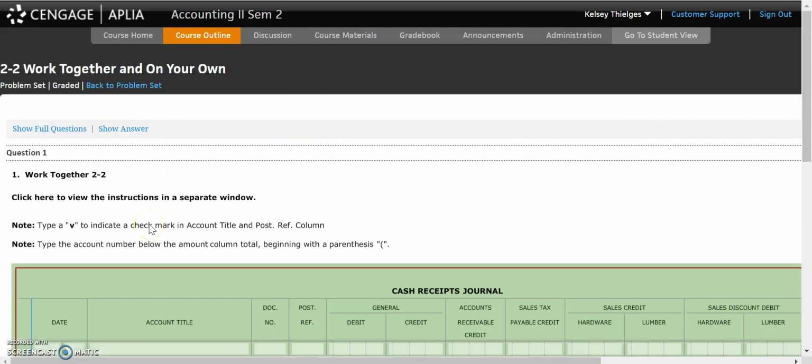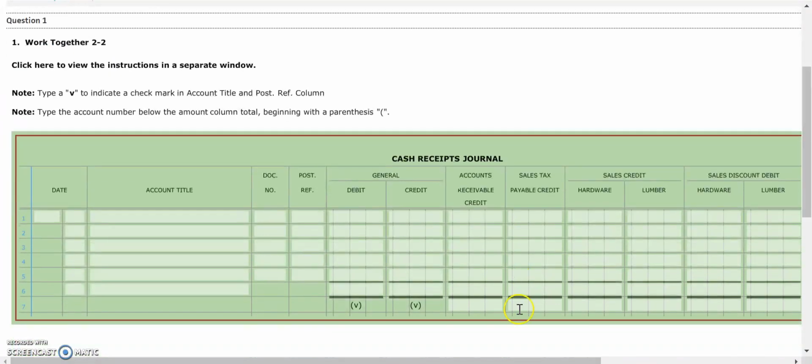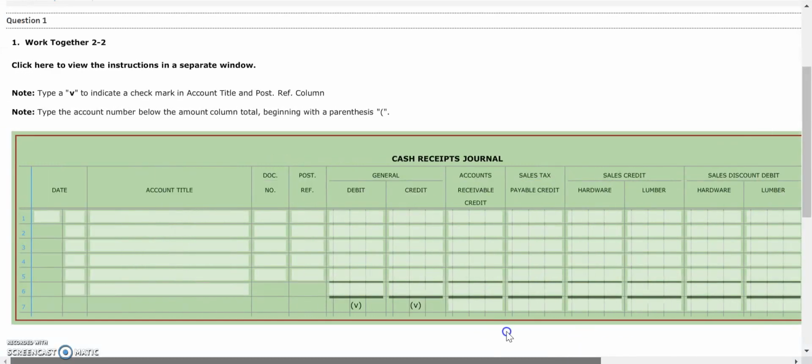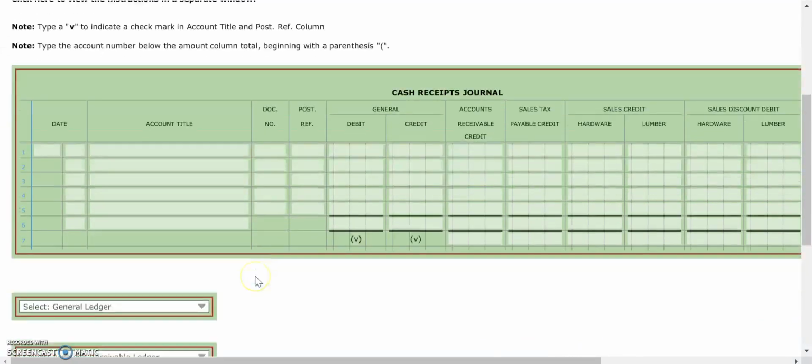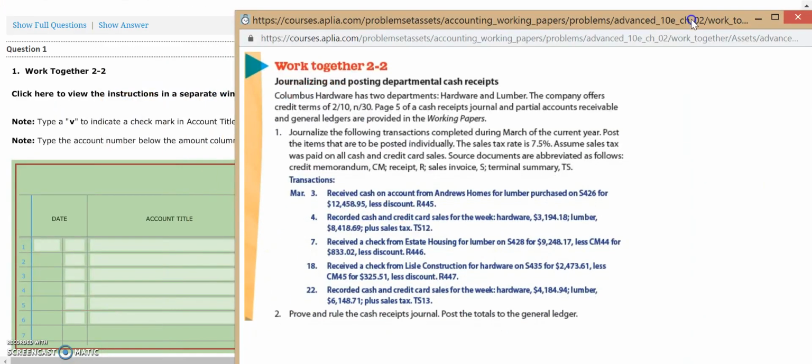So you can see that our cash receipts journal starts to get quite large actually compared to before, simply because we have departmental data now for sales credit and sales discount, so it gets a little bit on the long side. So remember that we have to open our window to view our instructions.